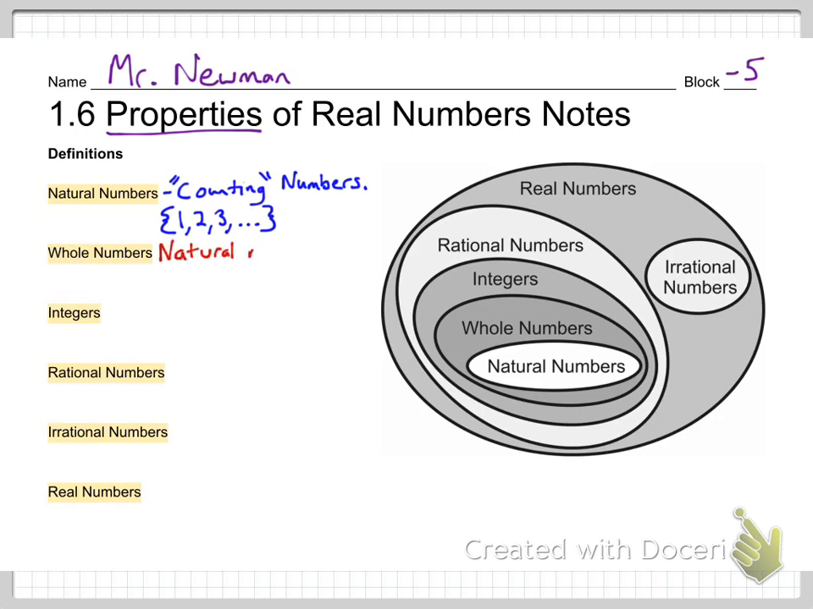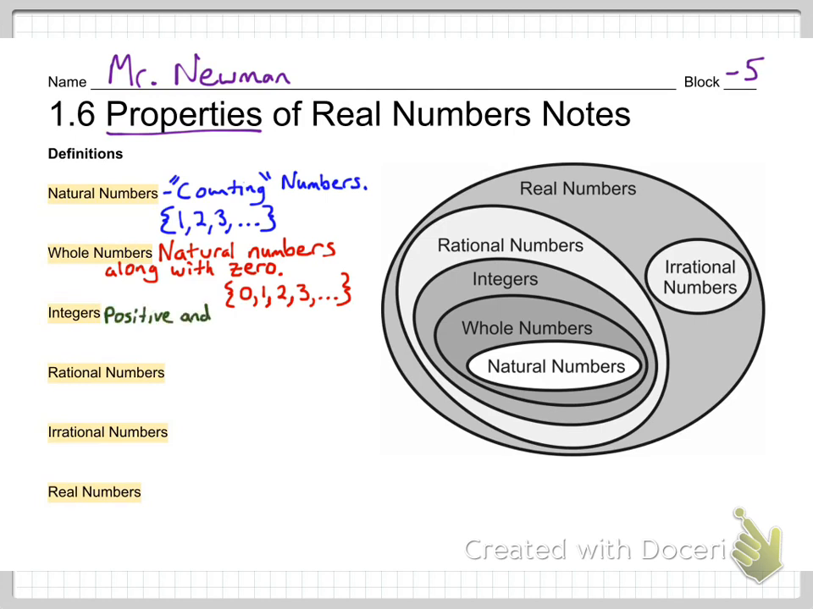Whole numbers are just the natural numbers along with 0. So 0, 1, 2, 3, 4, 5, 6, 7, and so on, going on forever. So 3,523, 8,643, any of those positive numbers are whole numbers, and with the exception of 0, are also natural numbers.